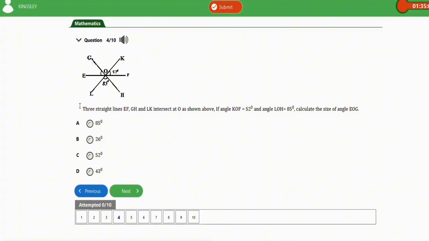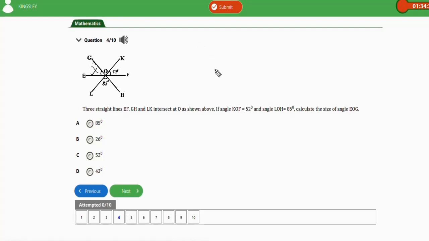So this is the question. We have the question: three straight lines EF, GH, and LK intersect at O as shown above. If angle KOF equals 52 degrees and angle LOH equals 85 degrees, calculate the size of angle EOG. So basically, they are looking for the size of the angle here.